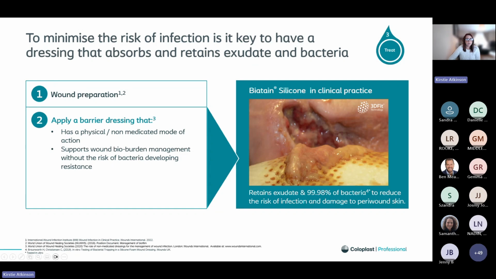Like I've said, it's important that we still continue with wound preparation to minimise the risk of infection, and also that you have a dressing that absorbs and retains the bacteria. These points are from various international literature that supports using a dressing that supports positive antimicrobial stewardship. So you want a dressing that has a physical, non-medicated mode of action and supports wound bioburden management without the risk of the wound developing bacterial resistance.